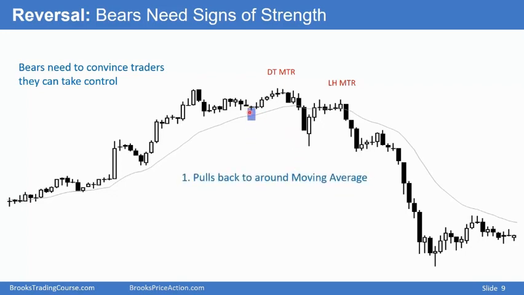We got a pullback to near the moving average. That is a sign of strength. The bears could control the market for about 8 or 10 bars here. That's good, but not much selling pressure.